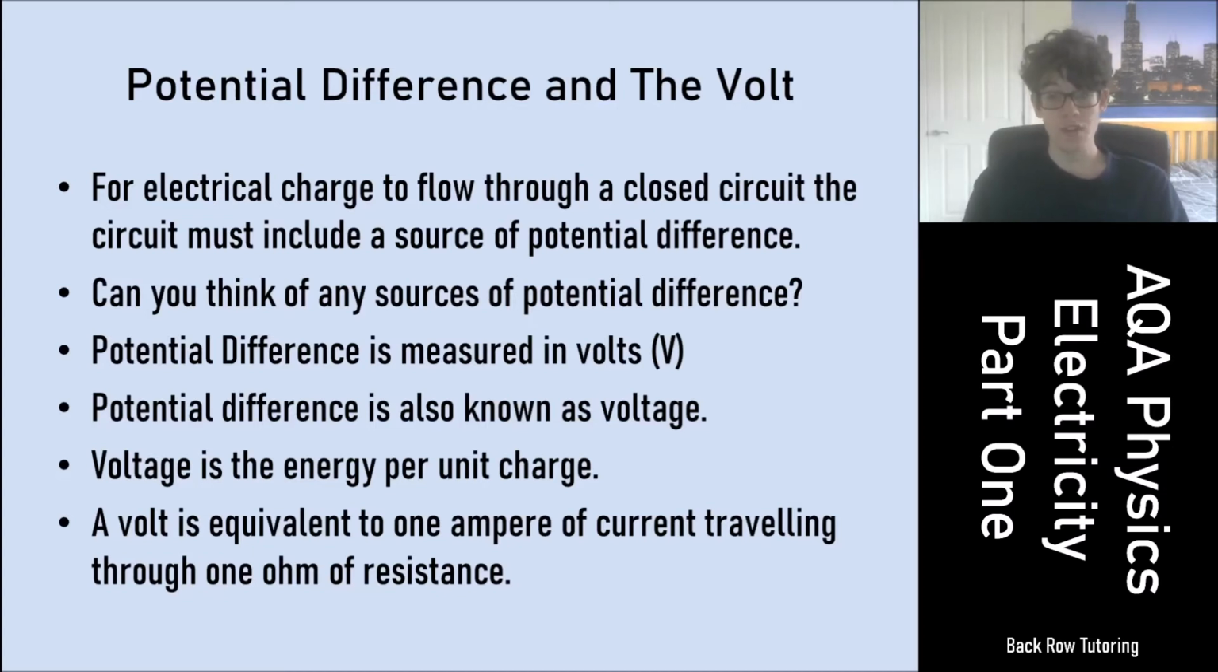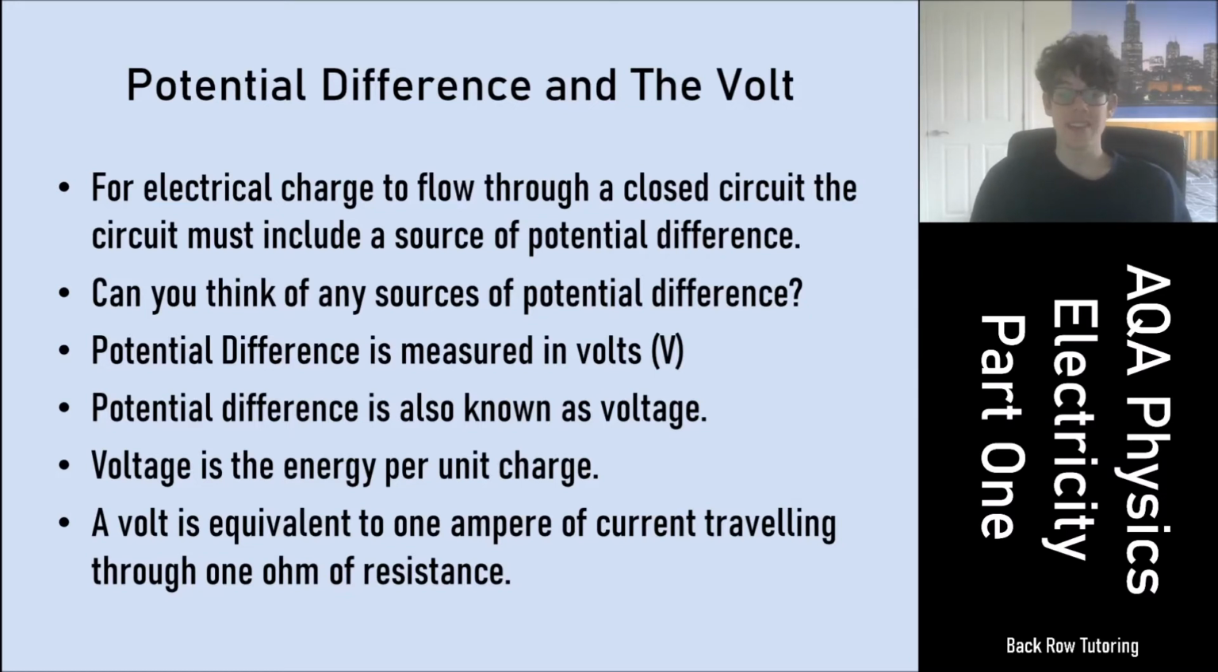The unit for potential difference, or the unit for voltage, because potential difference and voltage are the same thing, is the volt. So that's quite an easy one to remember. Voltage is measured in volts. Potential difference is also known as voltage. Voltage is the energy per unit charge. So if you think of something which has charge, like an electron for example, voltage is the energy which that unit of charge has.